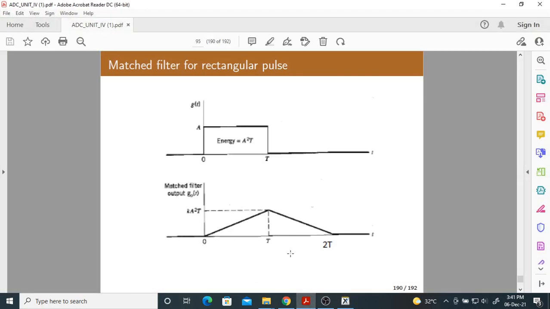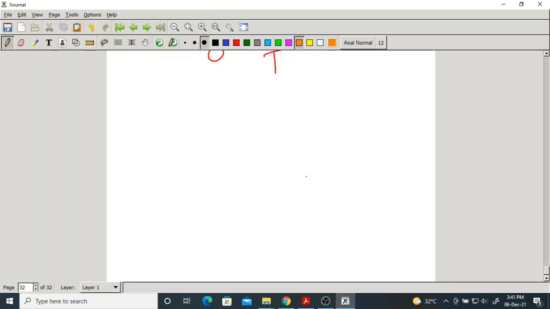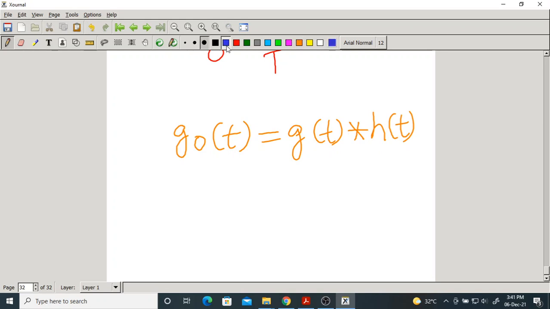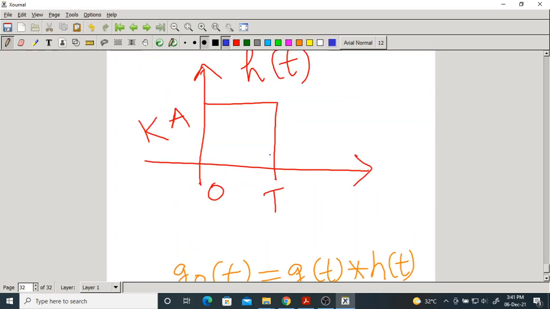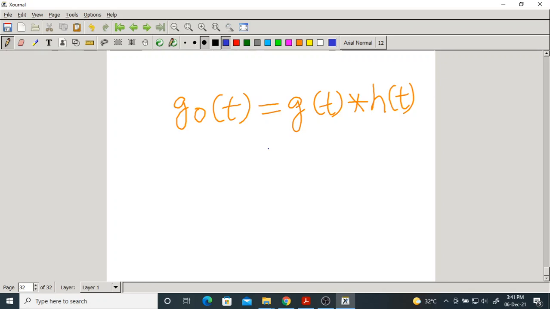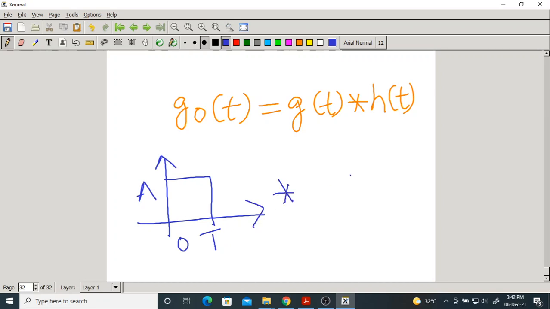Now, what they are asking is, what is g naught of t? I told you, g naught of t is g of t convolution h of t. Is it okay? Now, g of t convolution h of t means convolution of two rectangular pulses of same width. What is g of t? Given signal 0 to T, a. Convolution h of t is also the same, 0 to T, k into a.